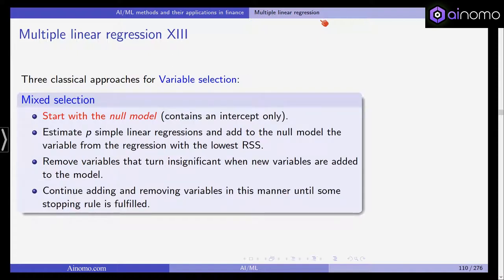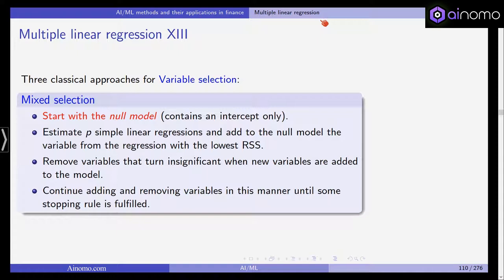Mixed selection is a mixture of the two. You start with a null model. You estimate p simple linear regressions and add to the null model the variable from the regression with the lowest RSS, and then you remove variables that turn insignificant when new variables are added to the model because of correlations between the predictors.